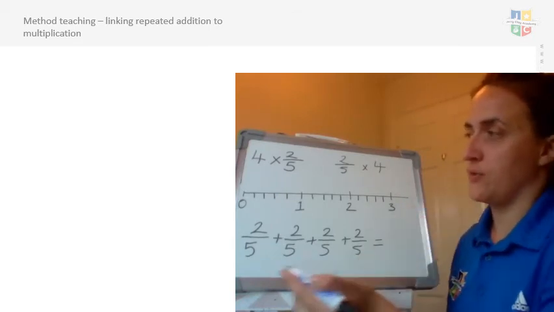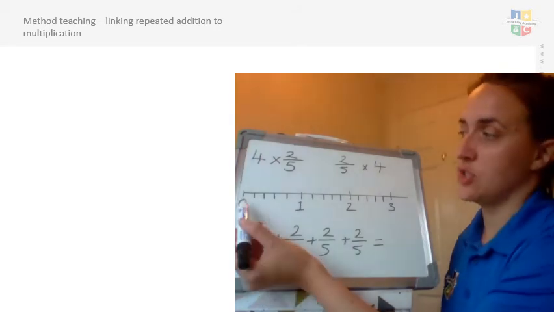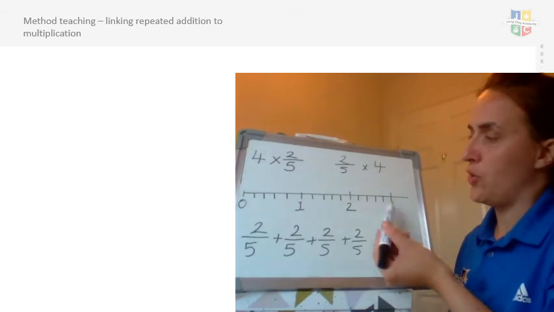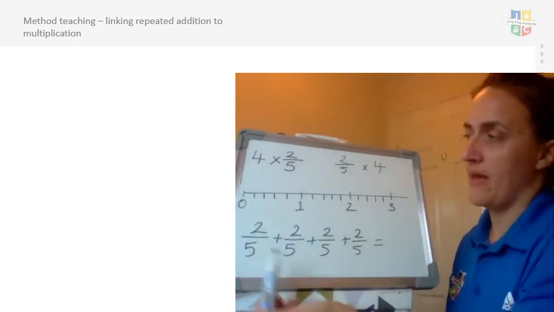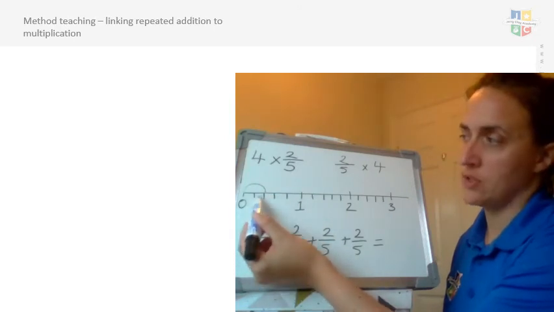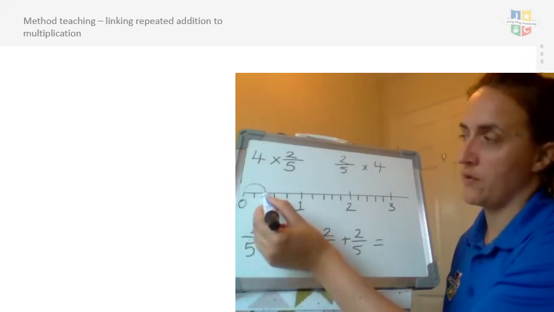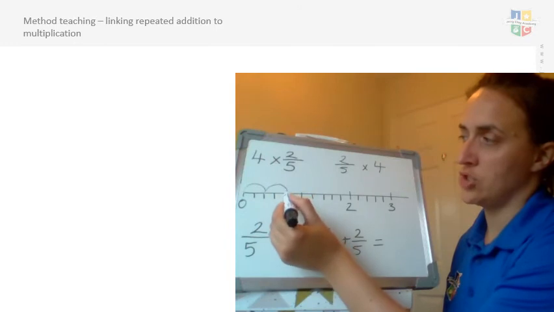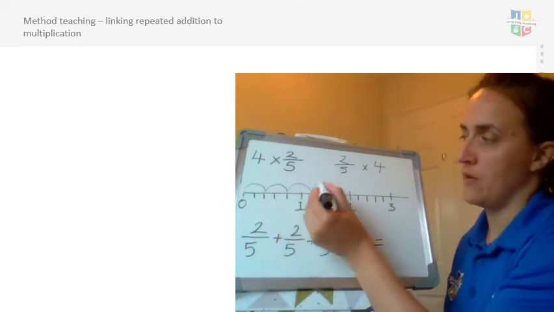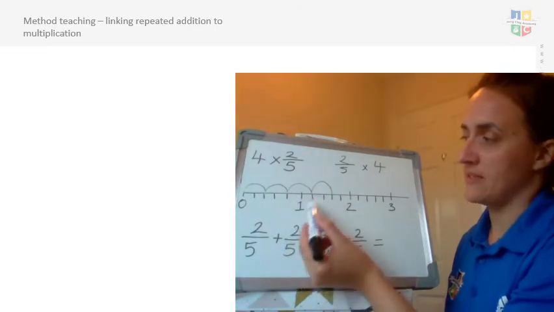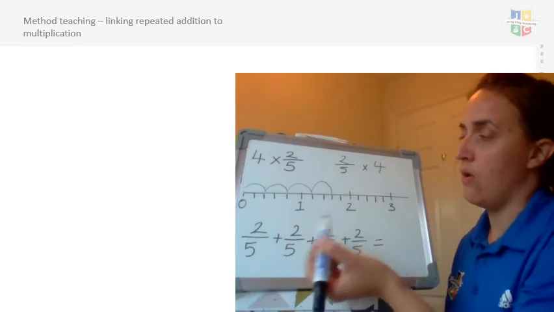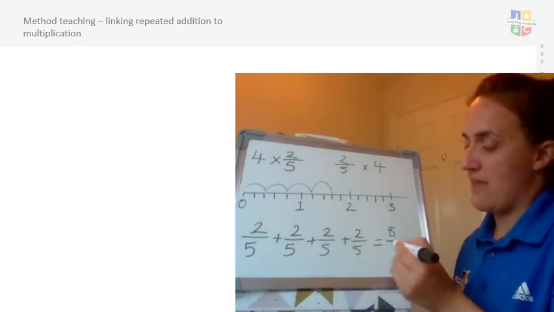Okay, so just to prove that you are right. So 2/5, my line is split into fifths. Between each whole, there are 5 parts. So 2/5 would be there from 0 onto 2 of those. I need to do 4 of those jumps. So that's 1, 2, make sure there's 2/5 between each one, 3, 4. And then my answer is 1 whole and 1, 2, 3/5. Or we might also write 8/5.